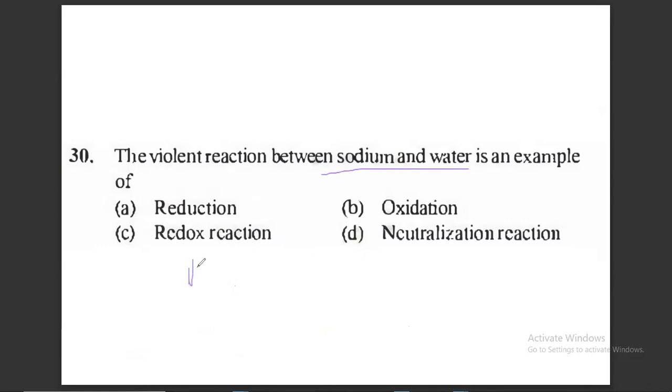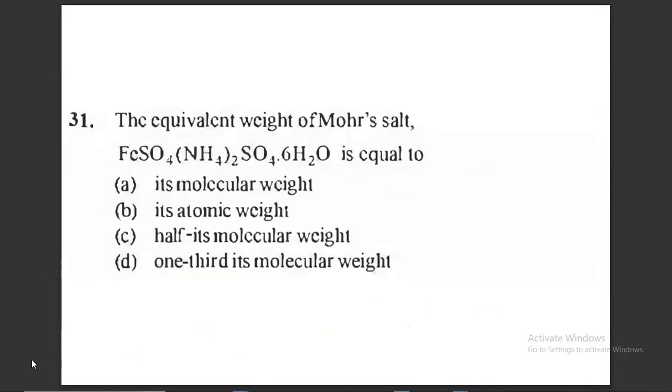You can write the reaction here. Sodium plus water, this is a violent reaction. It gives you free hydrogen gas and sodium hydroxide. So the oxidation number changes from 0 to plus 1 and so forth, and back to 0. So in this reaction, sodium is oxidized to sodium hydroxide while water is reduced to hydrogen molecule. So 30 would be option C. It's a redox reaction.